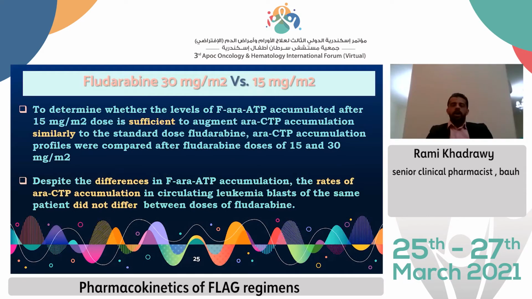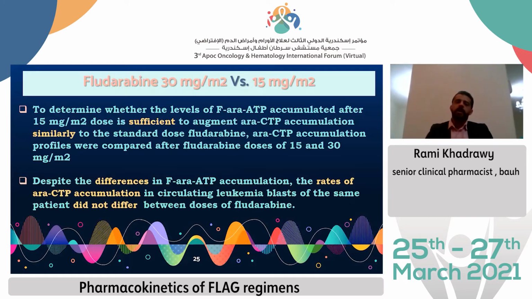To determine if this higher level of FRTP would be sufficient to augment the RCTP accumulation in the AML blasts, pharmacokinetic profiles were compared after the 2 different doses of fludarabine: day 1, 15 milligram per meter square, and day 2, 30 milligram per meter square.